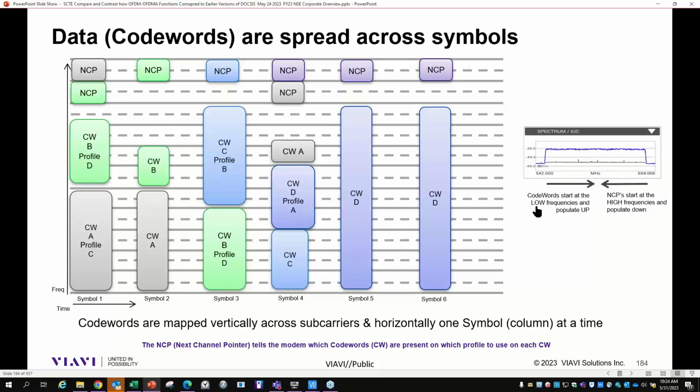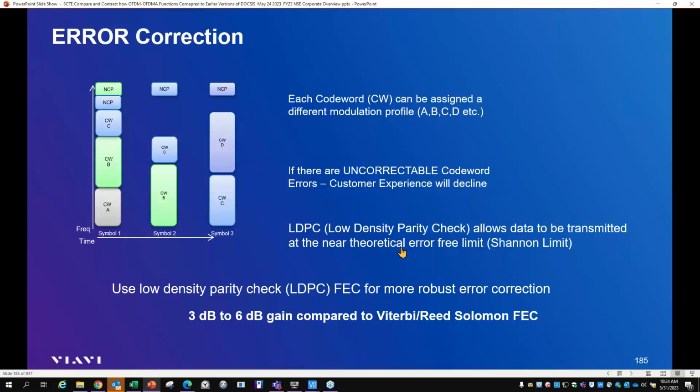Remember this, and this is important later on, because when we deal with noise and ingress, code words start at the lower part of the frequency, and next code word pointers start at the higher frequency as they populate downward, right? So think about this information: code words populate downward. When you have excessive noise and ingress on the lower portion, what does it affect? When you have excessive noise, linear distortions, whatever, on the upper portion of the bandwidth, what does it affect, the carrier itself?